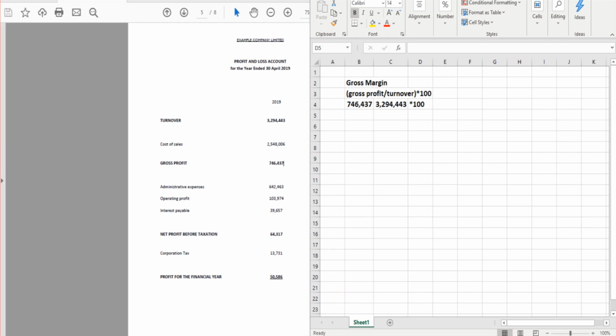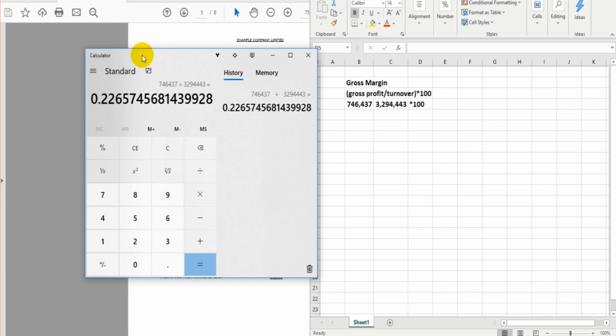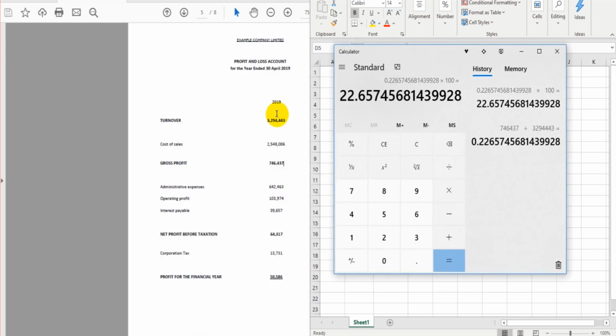That will give us our gross margin or gross margin percentage. So let's bring up a calculator and let's do this. So let's do 746,437 divided by 3,294,443 equals this, times by 100 is 22.66% if we're rounding up. So 22.66%. That's our gross margin. So every dollar of sale, 22.66% of that, so just under 23 cents of every dollar, or 23 pence of every pound, or 23 cents of every euro is a gross profit on average.